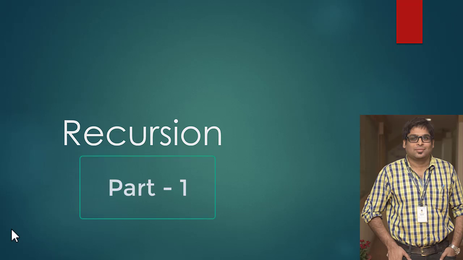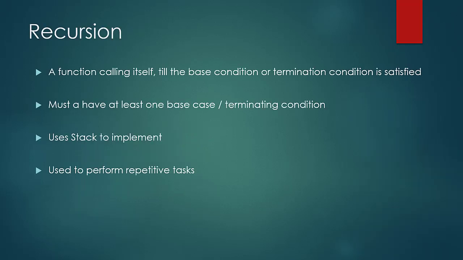Hello everyone. In the previous lecture on functions, we have learned that a function can call itself also. This kind of situation, when the function is calling itself, is called recursion. So if we go by the definition, a function calling itself is called a recursive function, and that phenomenon of a function calling itself is called recursion.